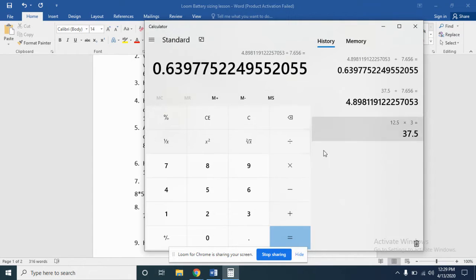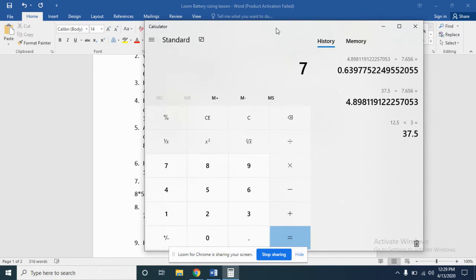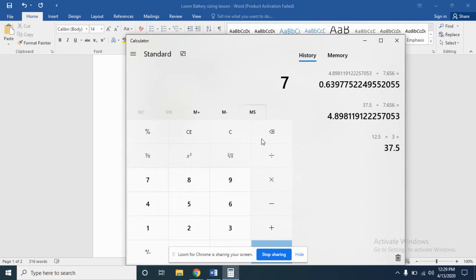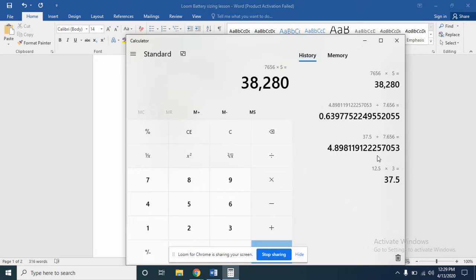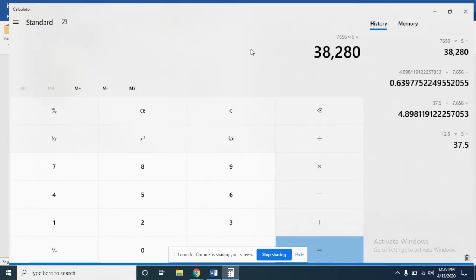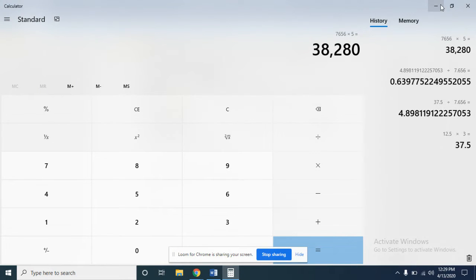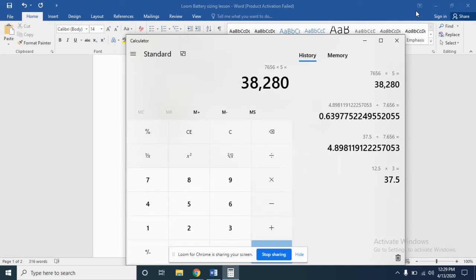So if I clear this out, maybe I just have to do a fresh 7,655, actually call it 56, times 5 series strings. Means that I should have 38,280. So we'll turn that into kilowatts. So that'd be 38.28 kilowatt hours.